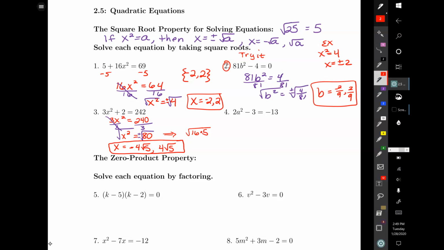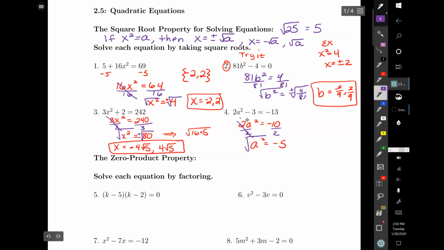Number 4 is a little bit different. Why don't you start that one out and see what happens. So the problem is 2a squared minus 3 equals negative 13. So start by adding the 3 to both sides and dividing by 2. So we have 2a squared equals negative 10. And then we divide both sides by 2. So we want to isolate our exponential there, the a squared. So we're left with a squared equals negative 5.